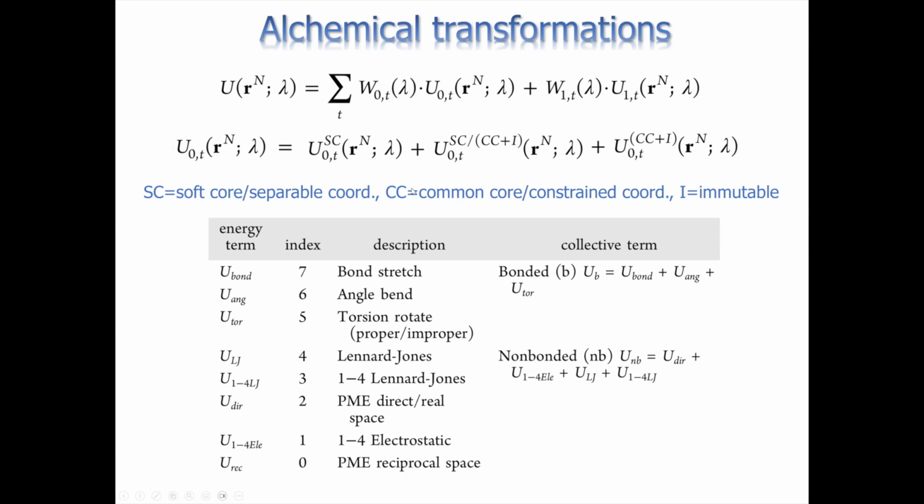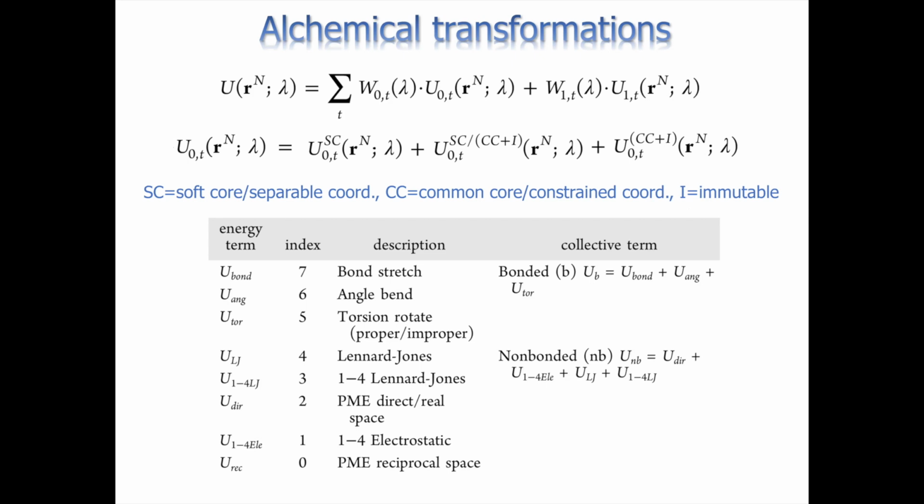What's more important is to understand that there's a further subdivision of the system into 3 regions that we're calling SC, CC, and I. To start with, I is the part of the system that doesn't change at all. It's the immutable part. So if we're looking at ligand 1 and ligand 2, then I would be the entire protein and all the solvent and ion molecules, things that are not going to be changing during the alchemical transformation.